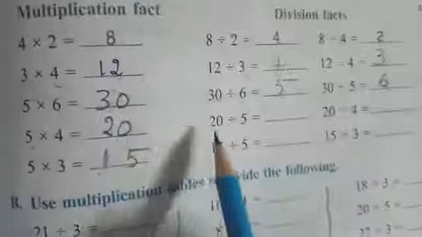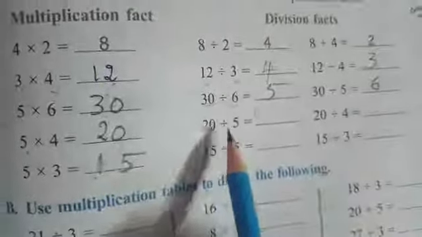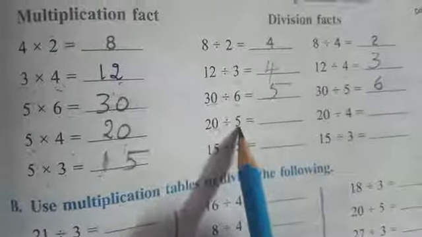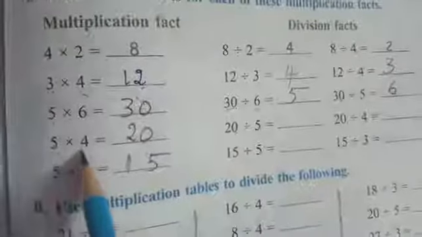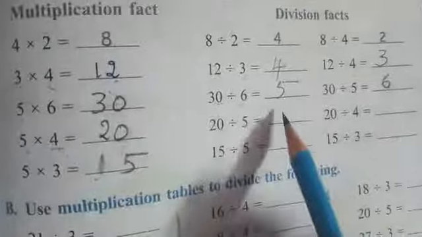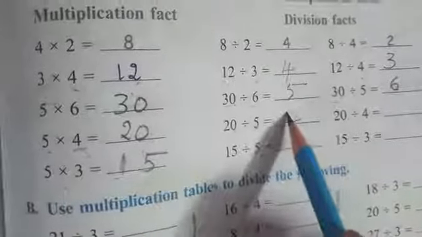Understand? Using the multiplication facts and tables, we can do this the easy way. 5 fours are 20, we already wrote here. Now 20 is here. 20 divided by 5. What will be the answer? 4. In the 5 table, where the 20 comes, that will be the answer.